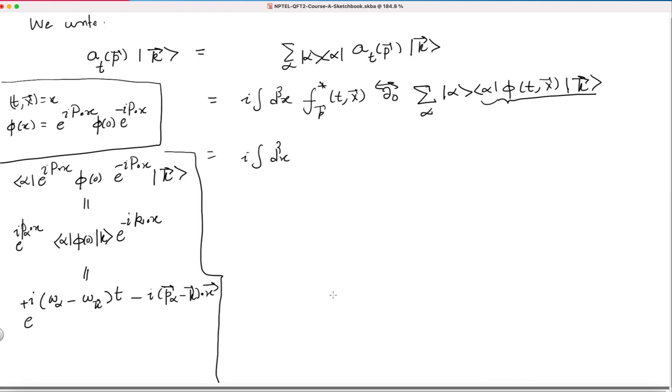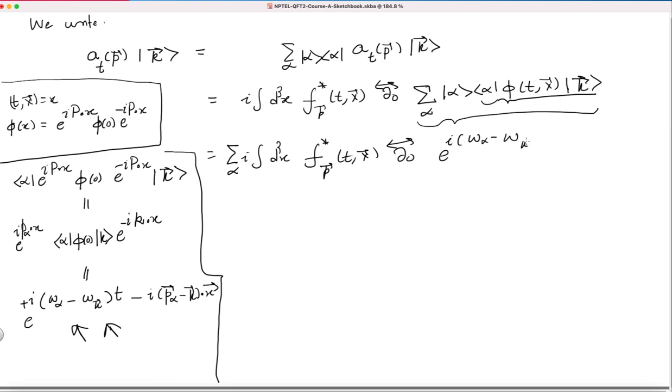Okay, so now if I substitute this, I get a T dagger, sorry, a T acting on k is equal to the summation over alpha, I, d cube x, f_p star t x, okay, del naught acting both sides, so that's here, and now here is the time dependent part of this quantity. For this quantity the entire time dependence is contained in this exponential factor, okay, here. So that is what I am writing here, e to the i omega alpha minus omega k t.